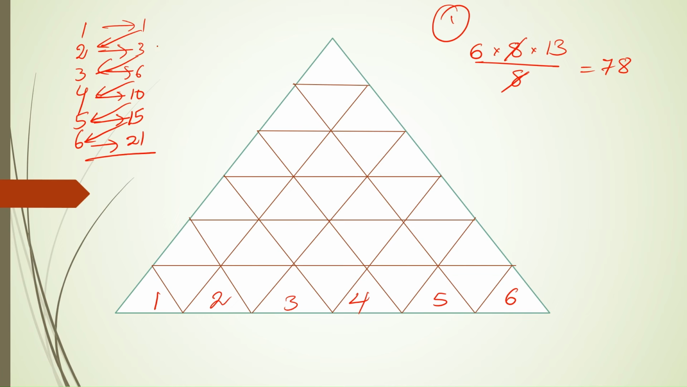Now add all these values. 56. For this we have to add alternate number from the bottom. That is 15 plus 6 plus 1, which is 22. Adding 22 here, this gives 78. So in both the methods, we have got 78 as the answer.